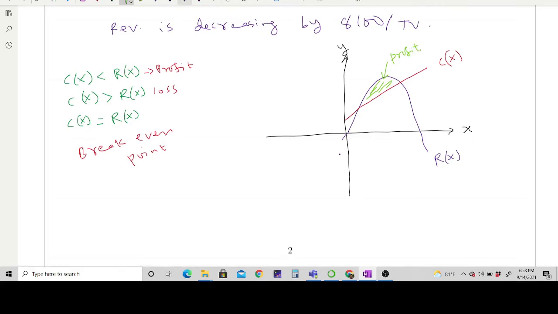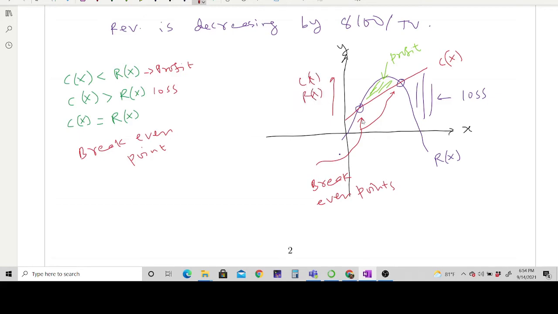But when the revenue is smaller than the cost function, then you make a loss. How about these two points? When these two curves intersect each other, these points are called break-even points. Here along the y-axis is the cost and the revenue function, and along the x-axis is the number of products or number of TVs.